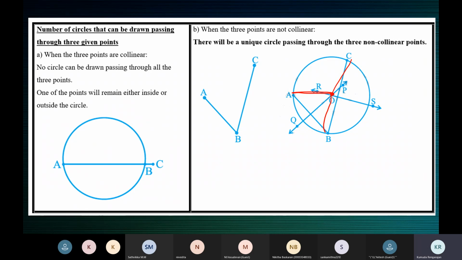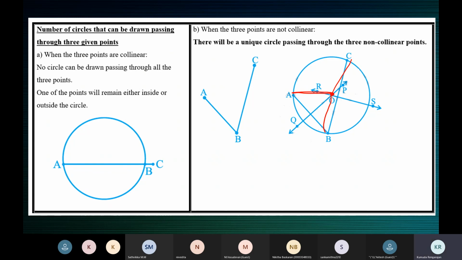When they are collinear, you cannot draw one circle passing through all the 3 points. That means there is no circle. There is no circle that can be drawn passing through 3 points when the points are collinear.